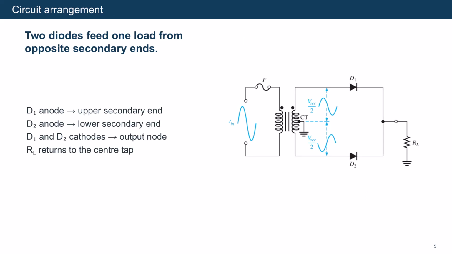The anode of D1 connects to the upper end of the secondary, and the anode of D2 connects to the lower end. Their cathodes join at the positive output node. The load returns to the center tap. This arrangement lets one diode conduct on each source half cycle while keeping load current in the same direction.